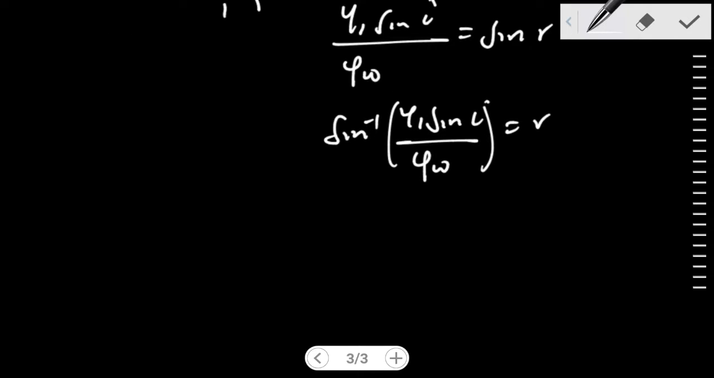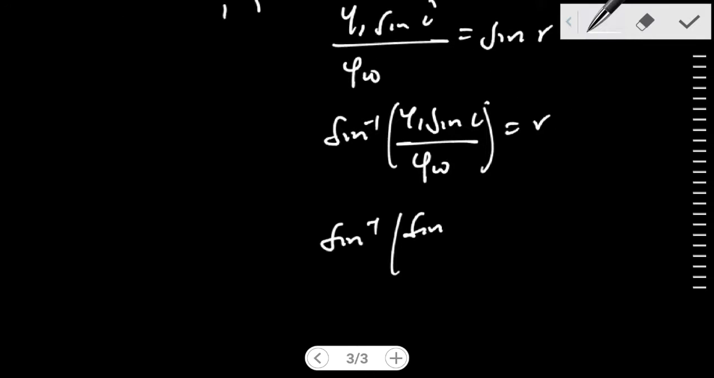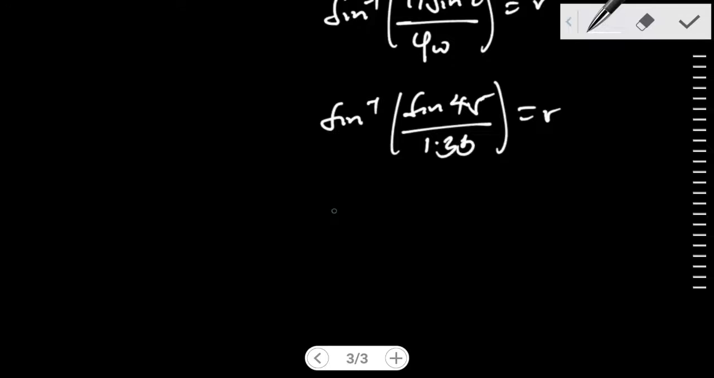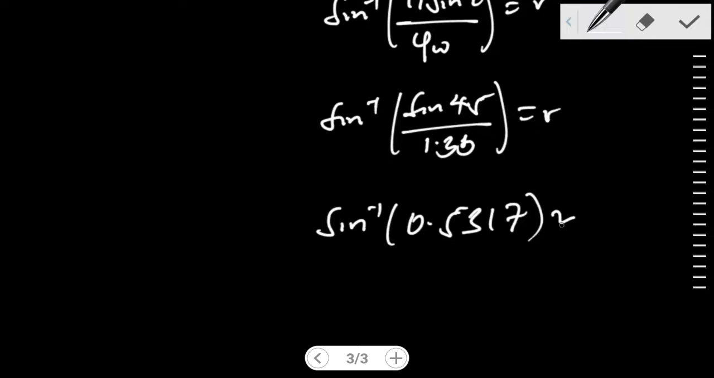Let's substitute in. So sine inverse of sine of 45 all over 1.33 would be equal to r, and therefore sine inverse of 0.5317, so that equals r.